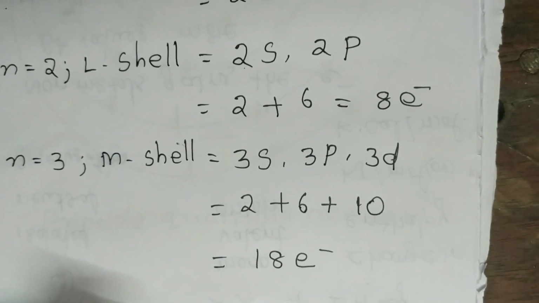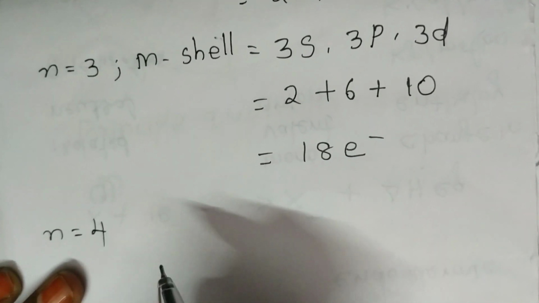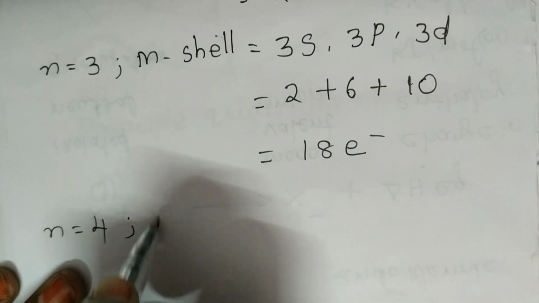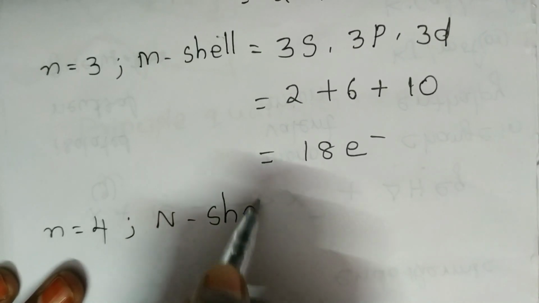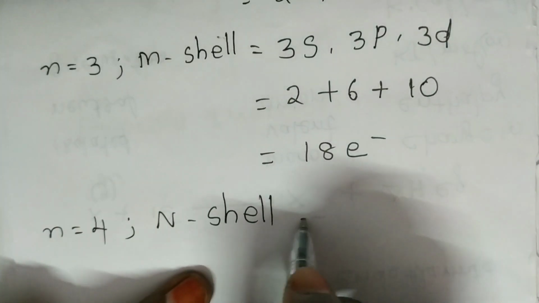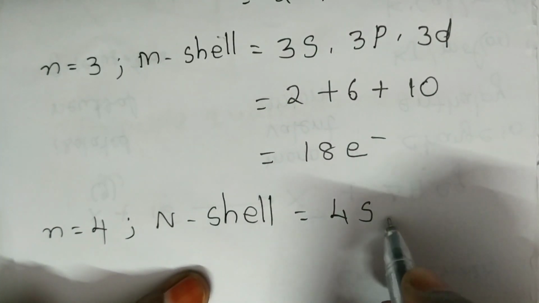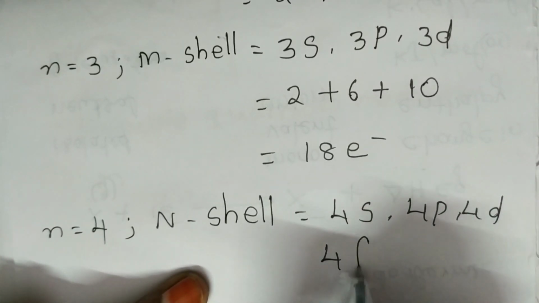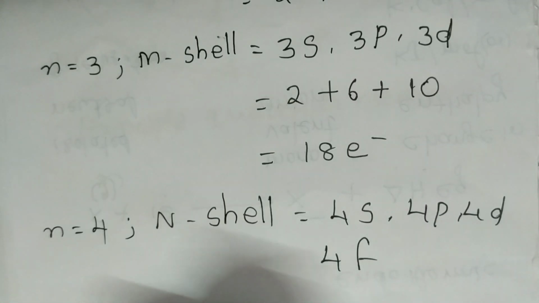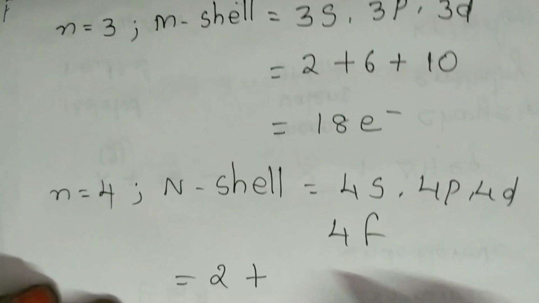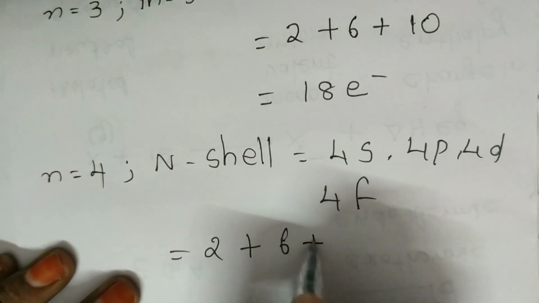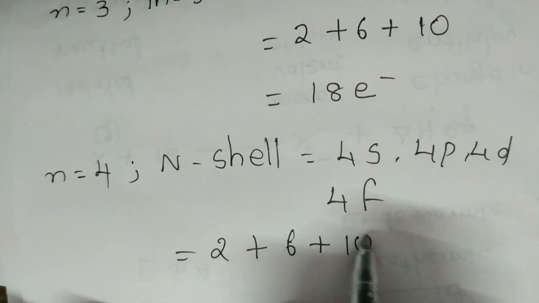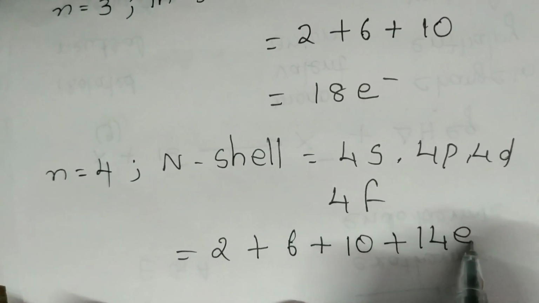And then n is equal to 4, the fourth shell. We can say this is the N shell. In the N shell we have 4s, 4p, 4d, and 4f orbitals. So now you can consider the s orbital can accommodate 2 electrons, the p orbital 6 electrons, the d orbital 10, plus the f orbital 14 electrons.